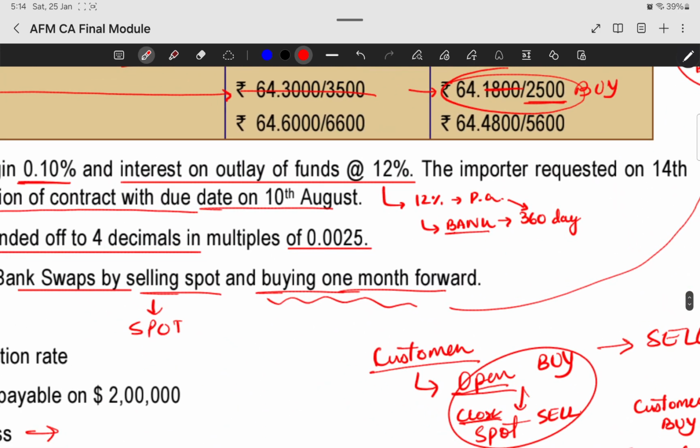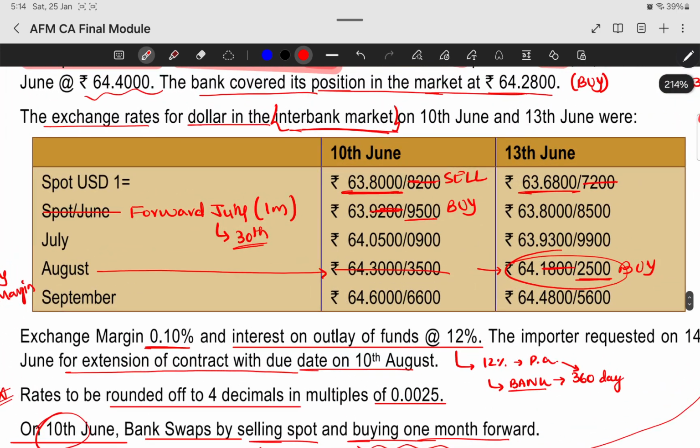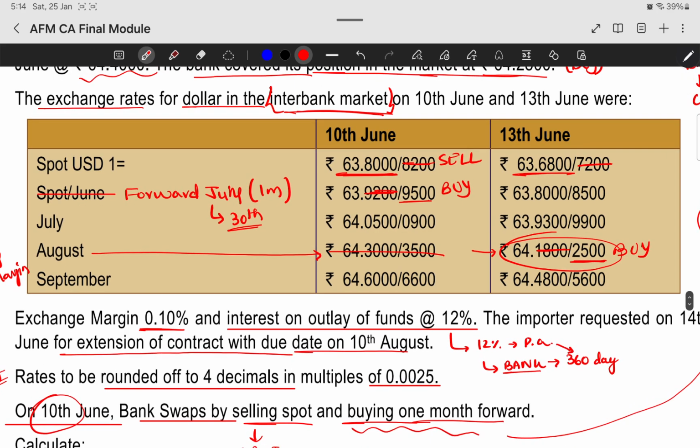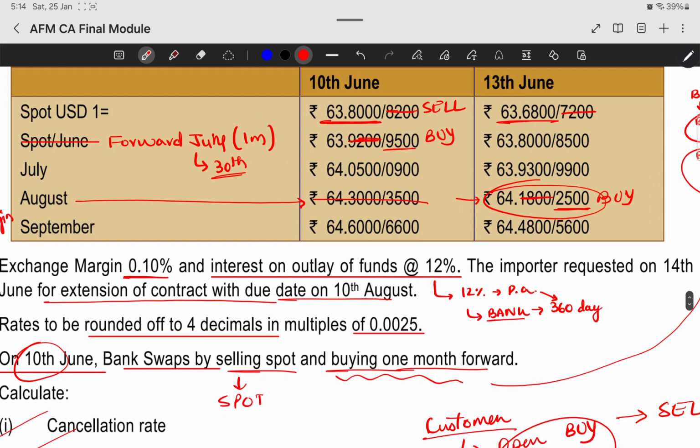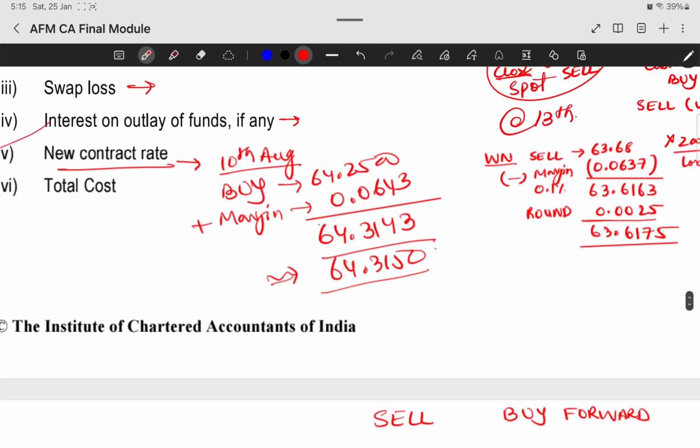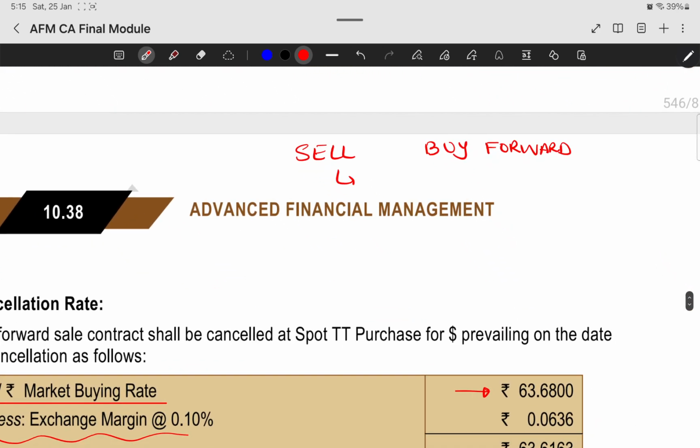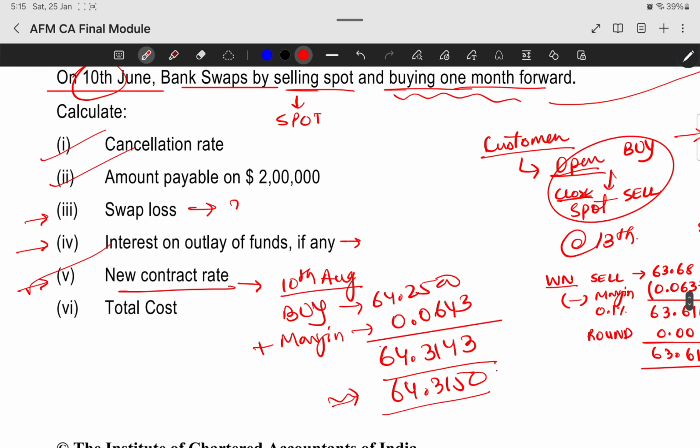You sell at spot. How much would you sell at spot? You would sell at 63.8. You would buy at 63.95. What do you make of this? 63.8 minus 63.95, you would get minus 0.15. So the swap loss would be 0.15 rupee per dollar, and because you have an outstanding of $200,000, you get a 30,000 loss. Okay, that's a 30,000 loss.